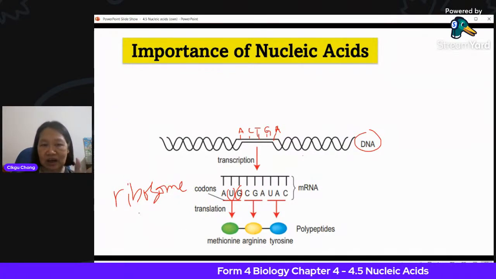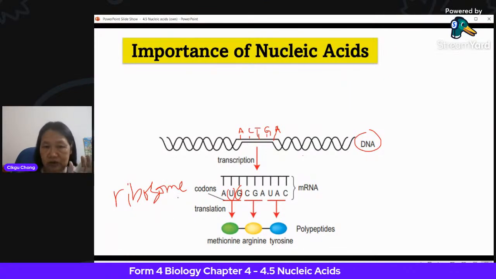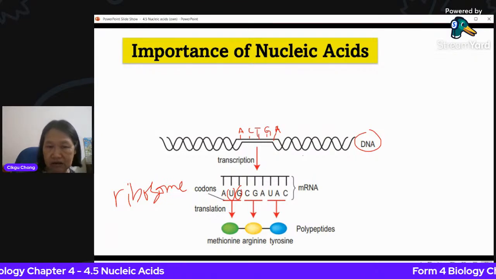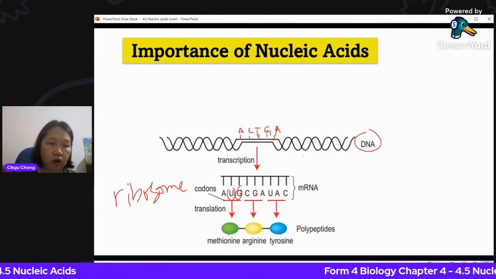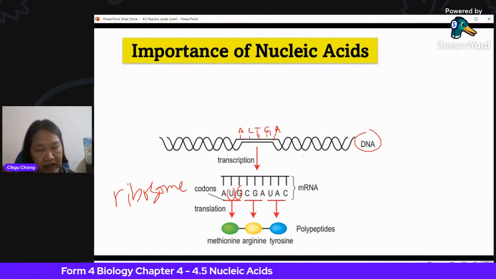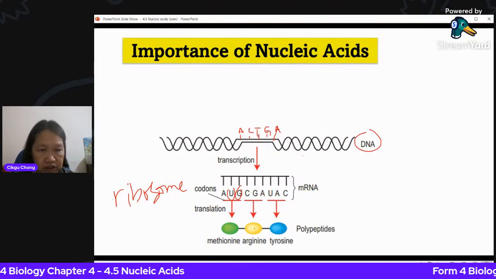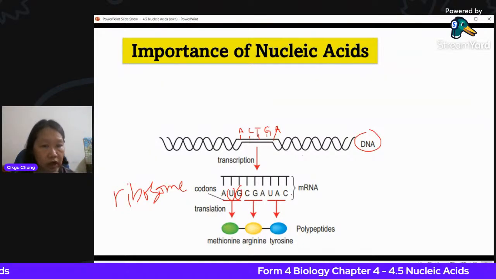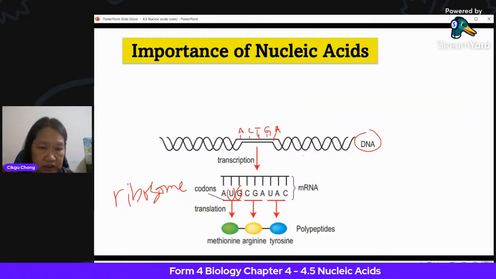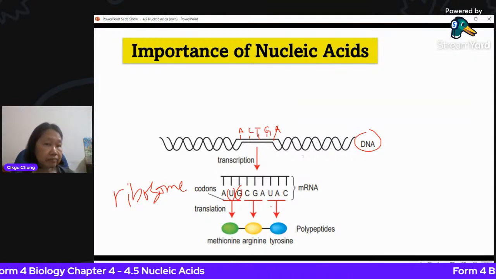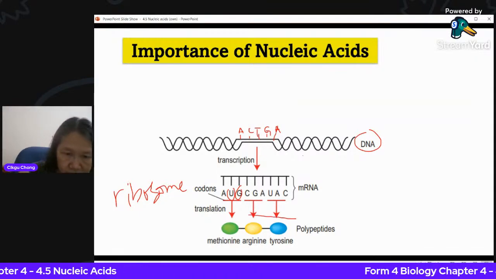Okay, so this codon is going to code, right? It's going to make this methionine. So it's going to be translated. Your AUG will be translated to form your methionine amino acid. Then your CGA is going to form your arginine amino acid. Then your UAC is a codon to make tyrosine. Then after you join it all together, you will get a polypeptide. So there is your protein.